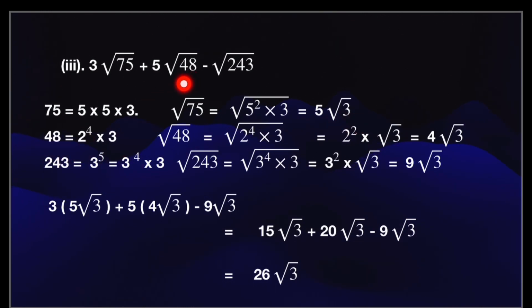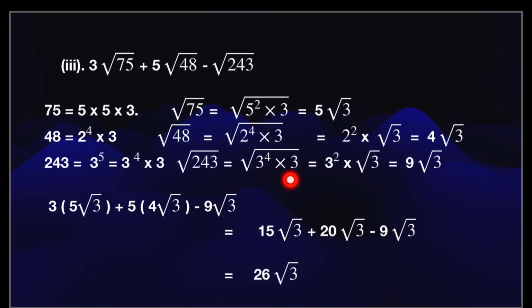Similarly 48. Take this number, factorize it. You get 2 raised to 4 into 3. So now you want square root of 48. So put it like this. So square root of 2 raised to 4 is 2 raised to 2. Square root 3, keep it as it is. 2 raised to 2 is 4. 4 square root 3. Similarly factorize 243 and you will get this.